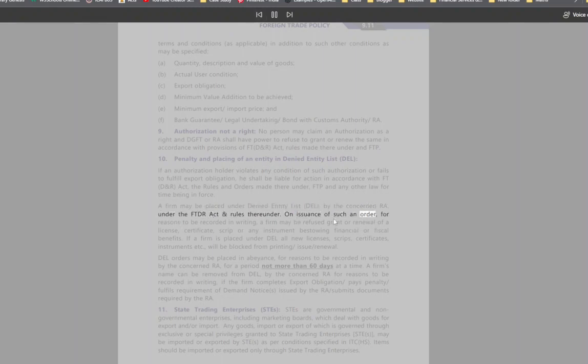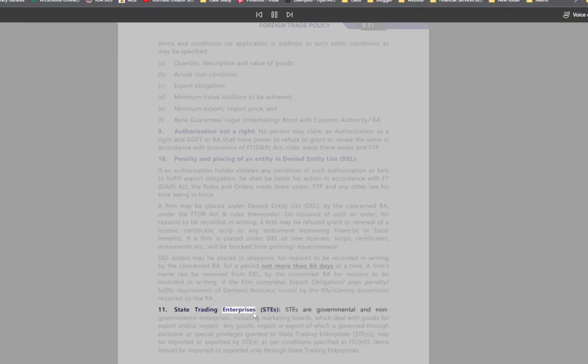On issuance of such an order, for reasons to be recorded in writing, a firm may be refused grant or renewal of a license, certificate, scrip, or any instrument bestowing financial or fiscal benefits. If a firm is placed under DEL, all new licenses, scrips, certificates, instruments, etc., will be blocked from printing/issue/renewal. DEL orders may be placed in abeyance, for reasons to be recorded in writing by the concerned RA, for a period not more than 60 days at a time. A firm's name can be removed from DEL by the concerned RA for reasons to be recorded in writing if the firm completes export obligation/pays penalty/fulfills requirement of demand notices issued by the RA/submits documents required by the RA.